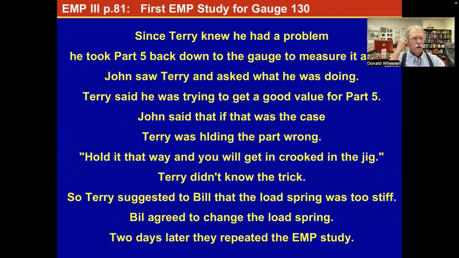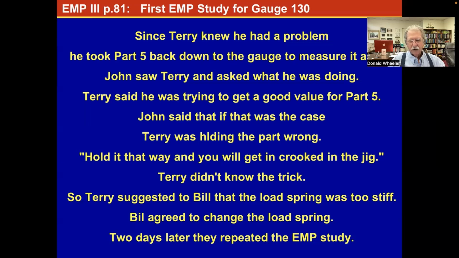Since Terry knew he had a problem, he took part 5 back down to the gauge to measure it again. John saw Terry and asked what he was doing. Terry said he was trying to get a good value for part 5. John said if that was the case, Terry was holding the part wrong. Hold it that way and you'll get it crooked in the jig. Terry didn't know the trick. So Terry suggested to Bill that the load spring was too stiff. Bill agreed to change the load spring.